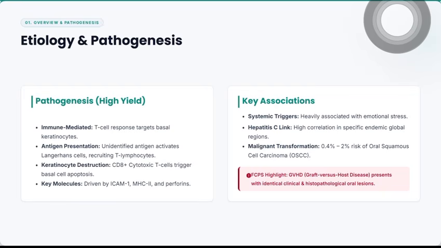Important exam point is there is a low but definite risk of malignant transformation into squamous cell carcinoma, approximately 0.4 to 2% after long-standing disease.